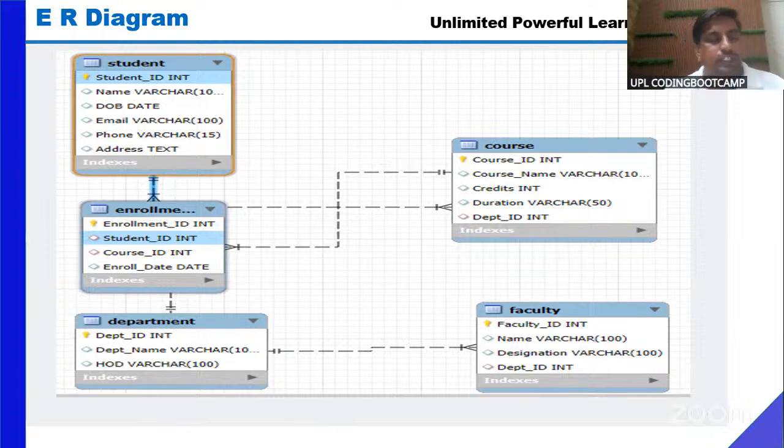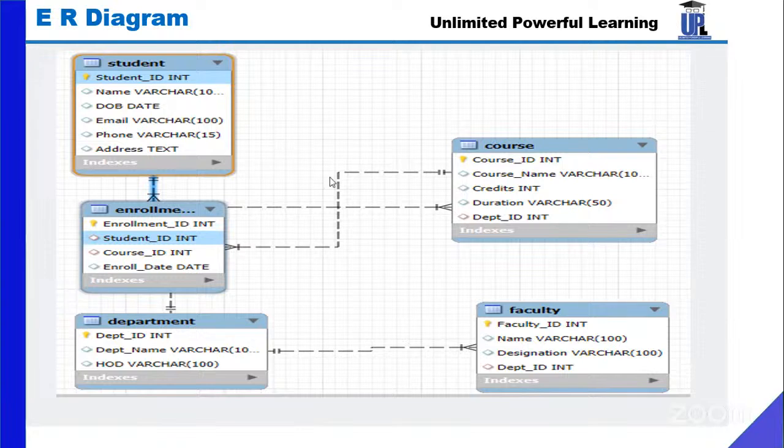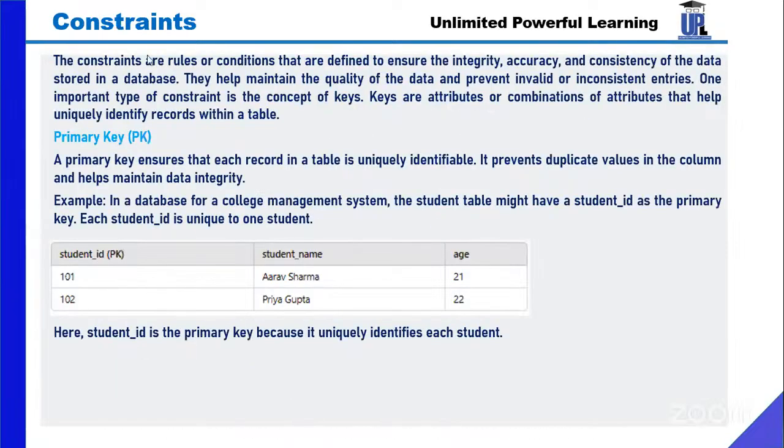What are the different types of keys? Here we have a primary key. There may be a foreign key, department ID in course. In department, this is a primary key. Likewise, faculty ID in the faculty object, department ID is a foreign key. What are these keys? Actually, these keys are called constraints. What are those constraints?